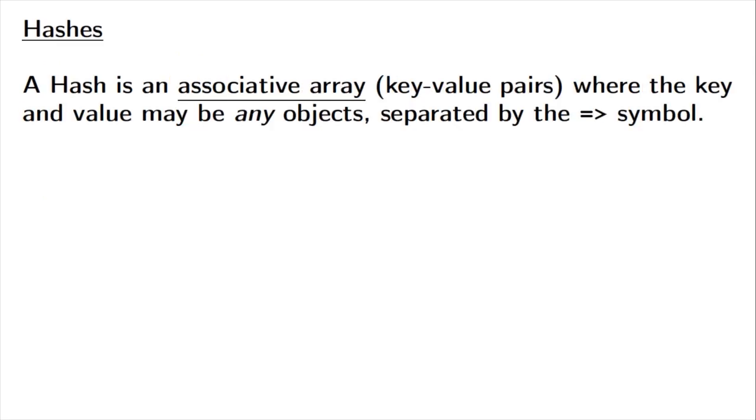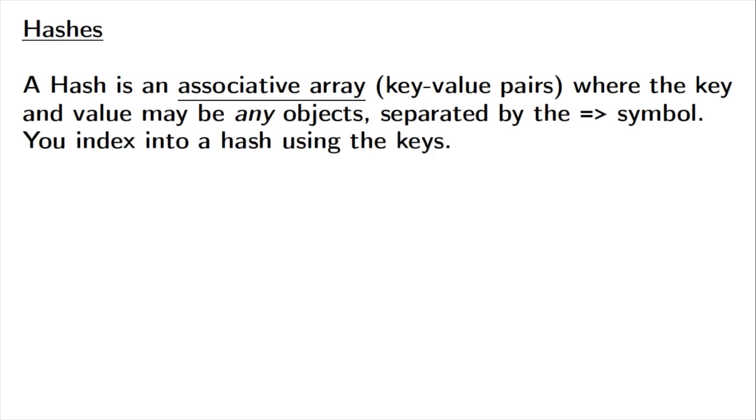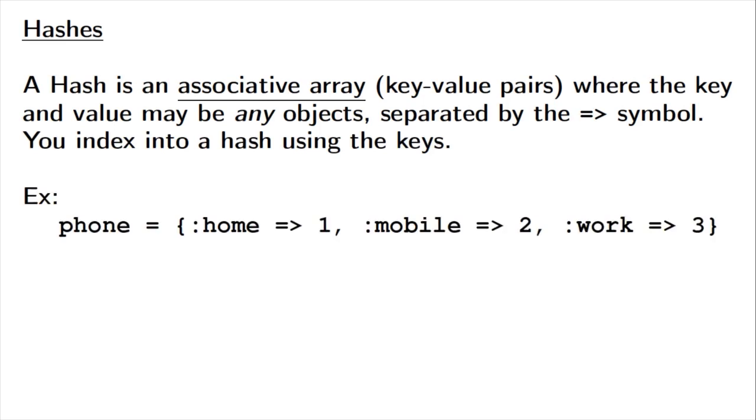We'll use hashes quite a bit in Rails. A hash is an associative array. In other words, it is a key-value pair where the key and value may be any objects that are separated by this equal greater than symbol. You can index into a hash using the keys. Let's look at an example.